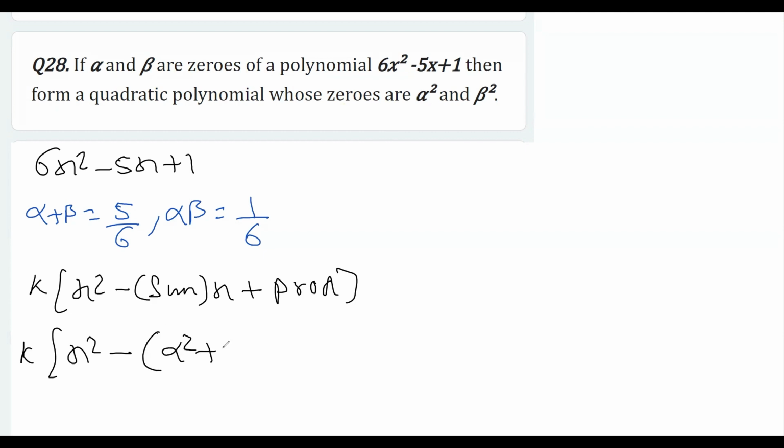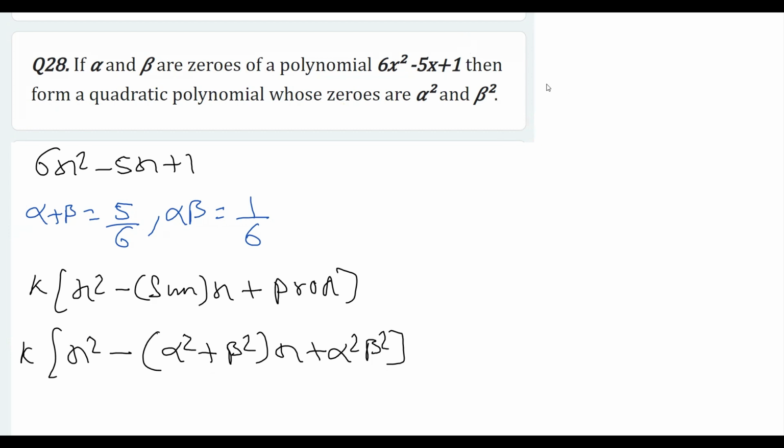Sum of their zeros will be what? Alpha square plus beta square. Why? Because their zeros are alpha square and beta square. Times x plus the product of the zeros has to be again the product of these two, that is alpha square into beta square. Now here you can see that we have the values of alpha plus beta, and we have alpha into beta, but we have to frame alpha square plus beta square.